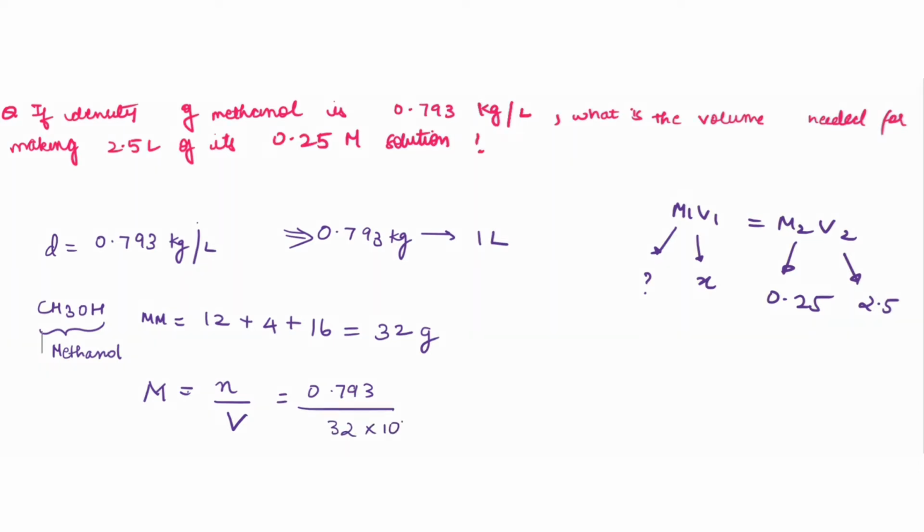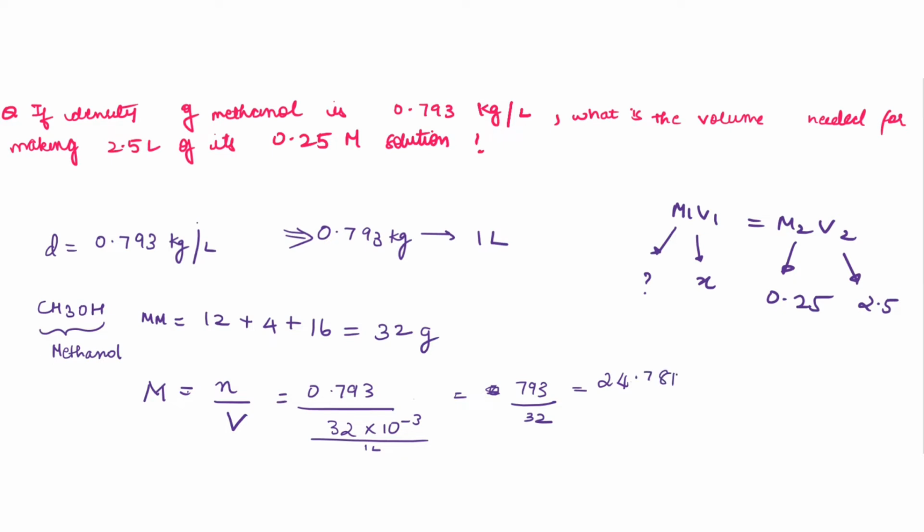So you should multiply it with 10 power minus 3. We are converting grams to kgs, so into 10 power minus 3, divided by the volume, which is 1 liter. So that gives us 793 by 32, which is 24.78125, which is the answer, molar.